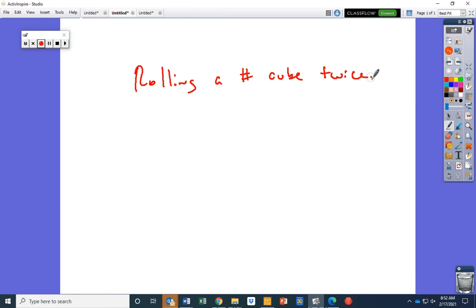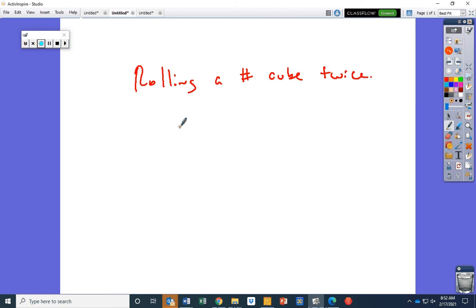If I wanted you to find the total possible outcomes for rolling a number cube twice, would it make sense for me to use an outcome tree? I mean, I could. It wouldn't be too huge. But what would make more sense for me to do? The fundamental counting principle.